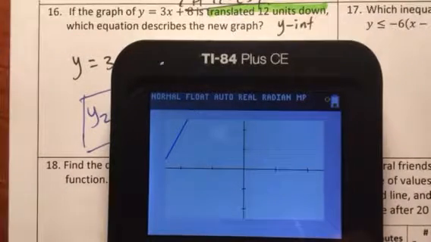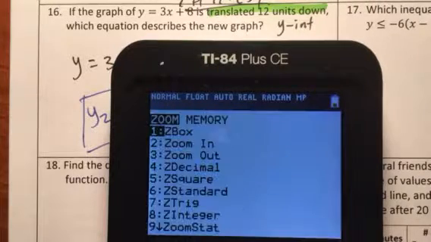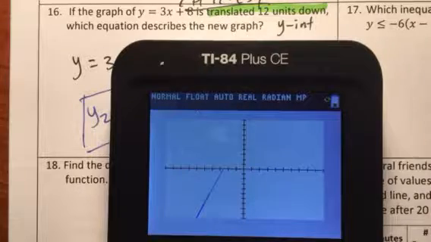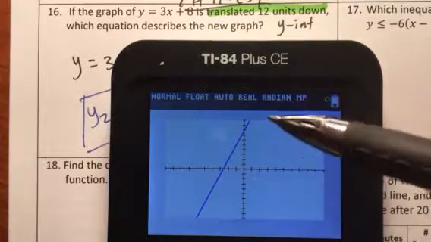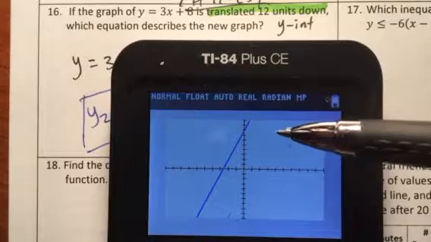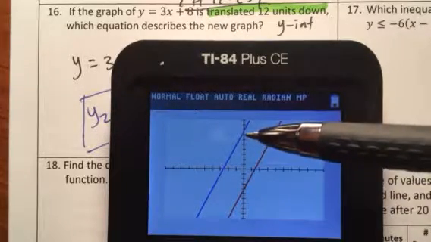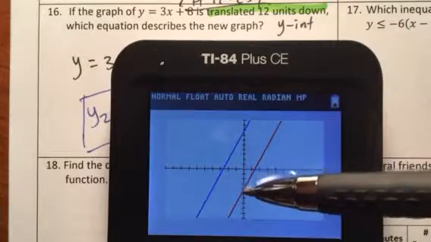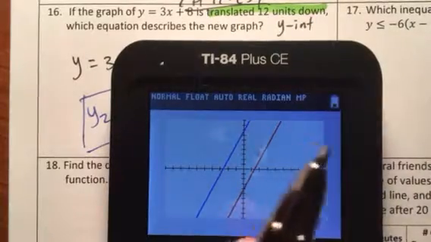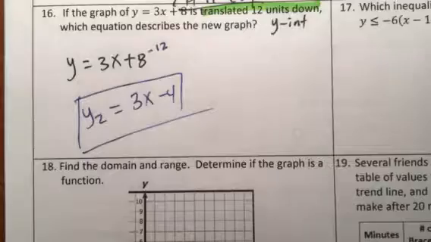So let me zoom back out. Okay, so there's our original. And here's our new. So did it translate 12 units down? Well, that's 8, 9, 10, 11, 12. So we were correct. So just make sure you're checking your answers.